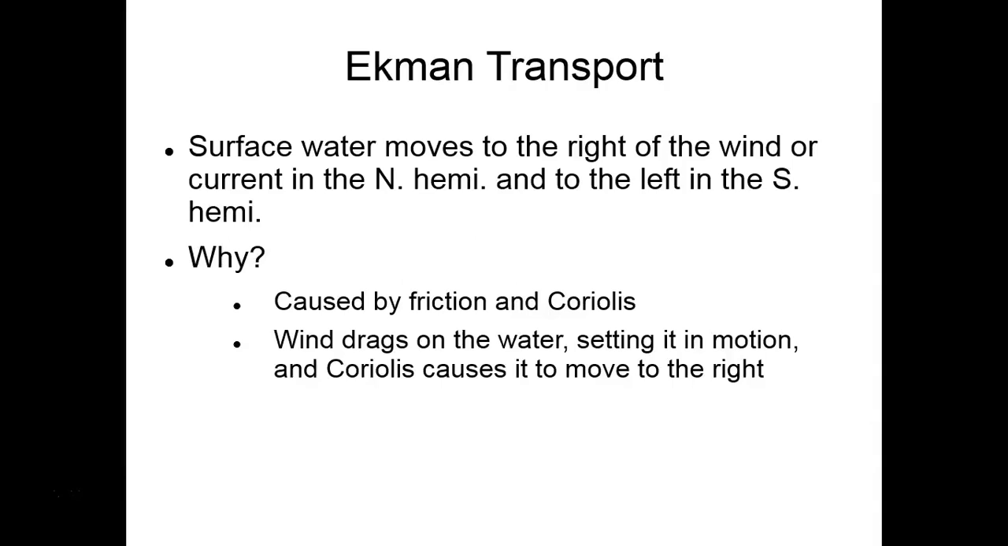And this is due to Ekman transport. Ekman transport is sort of like Coriolis's cousin, right? Because it just happens in the water, and it's basically due to friction and Coriolis in the water. So surface water will move to the right of the wind or a current that's above it in the northern hemisphere, and it will move to the left of the wind or the current that is above it in the southern hemisphere. Okay, so it's again caused by friction and Coriolis, and what happens is that the wind drags on the water and sets it in motion, and Coriolis actually causes it to move to the right of its direction.